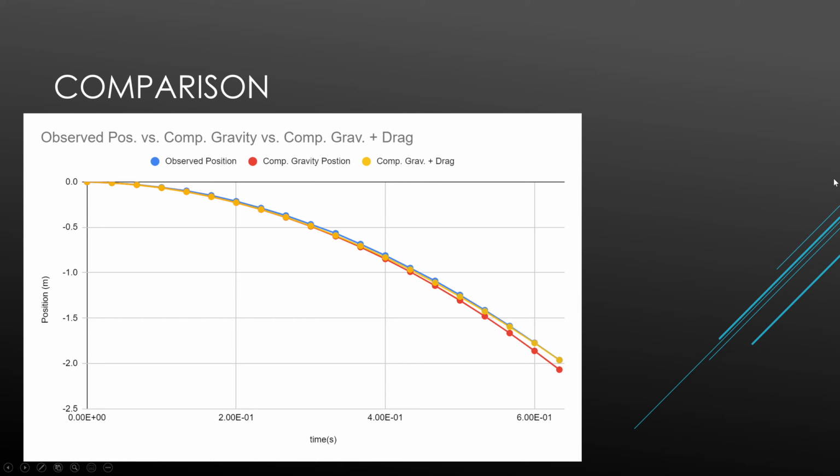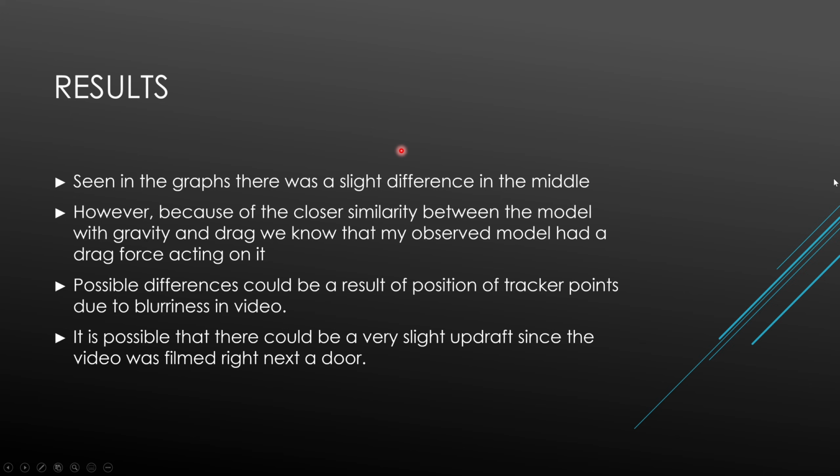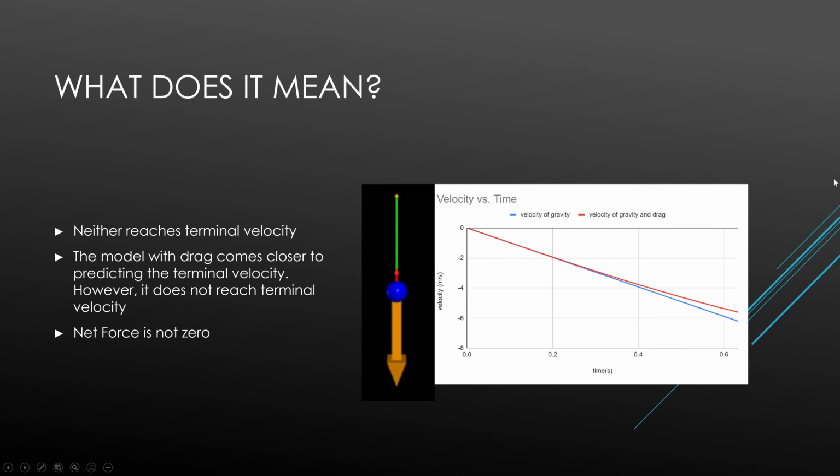So the results of the video. As seen, there was a slight difference in the middle between the gravity and drag model and the observed model. However, there was still a closer similarity between those two models than with just the gravity model. The reason for this is that the endpoints of the gravity and drag model used a proportionality constant which came directly from the endpoint of the Tracker model. Possible differences in this experiment could be because the position of the Tracker points could be wrong due to blurriness in the video. It is also possible that there was a slight updraft since the video was filmed directly next to a door.